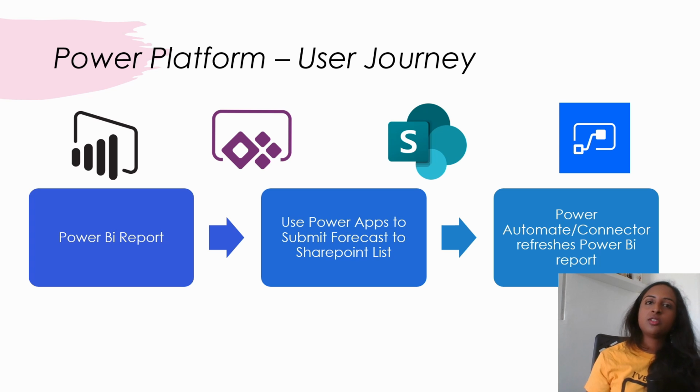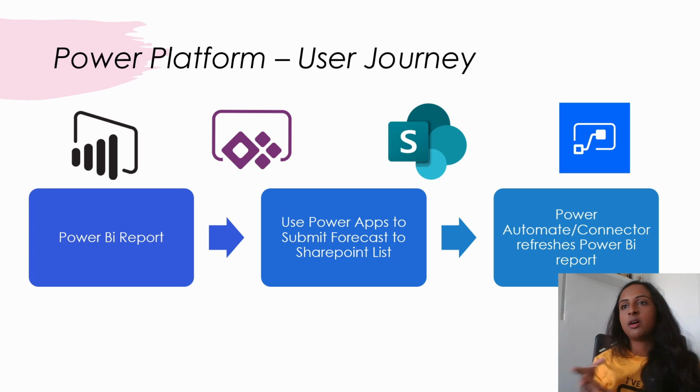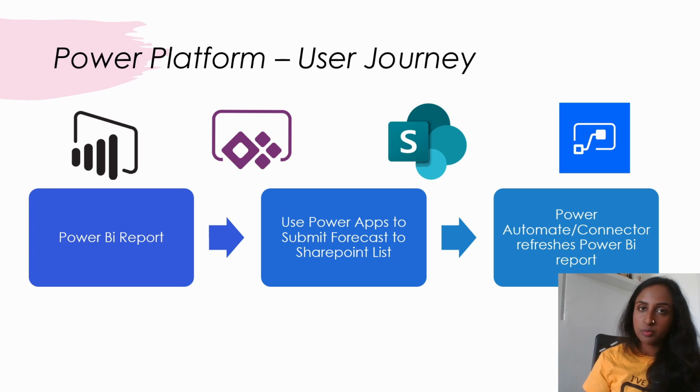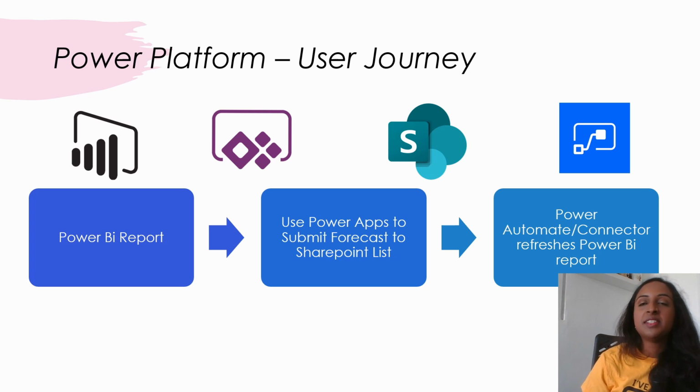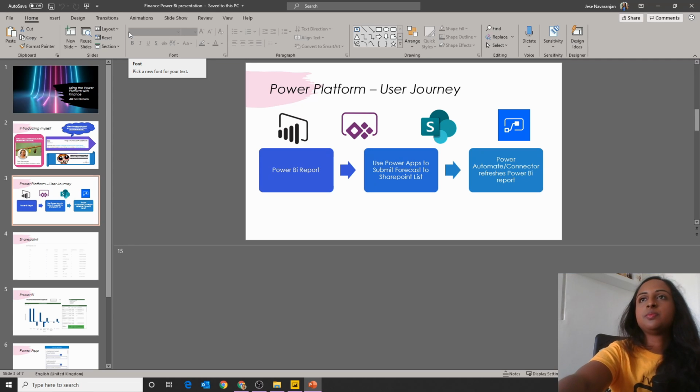So let's think about what this solution is. What we'll do in this video is talk through the actual solution and then how each of those parts is built. We have a Power BI report that's connected to some financial data, and I'll show you how that is set up. We're then going to use Power Apps to submit a forecast and interact with this data in a SharePoint list, which we'll show. And then we're going to use a Power Automate connector to actually refresh that Power BI report from the Power Apps. So seamlessly, we're using the breadth and scale of the Power Platform here. Let's have a look at the solution first.